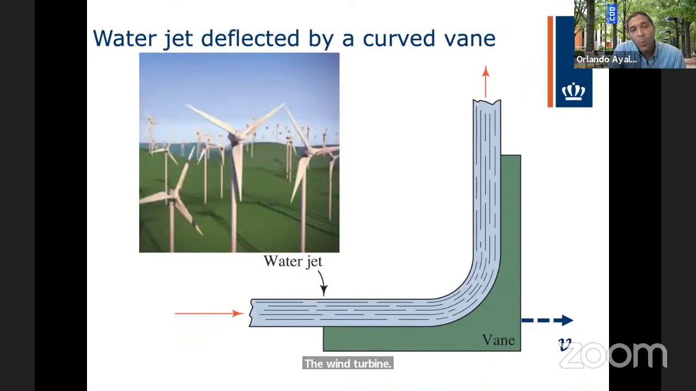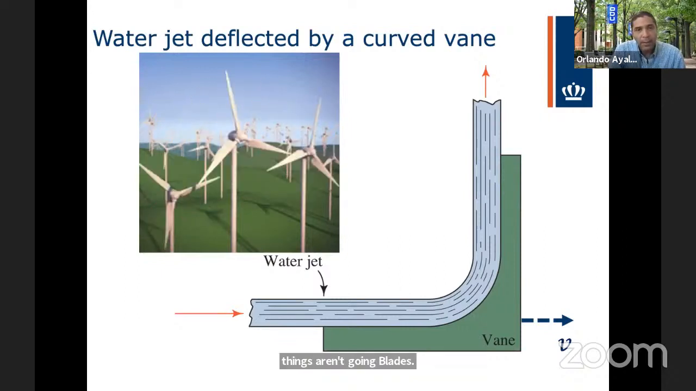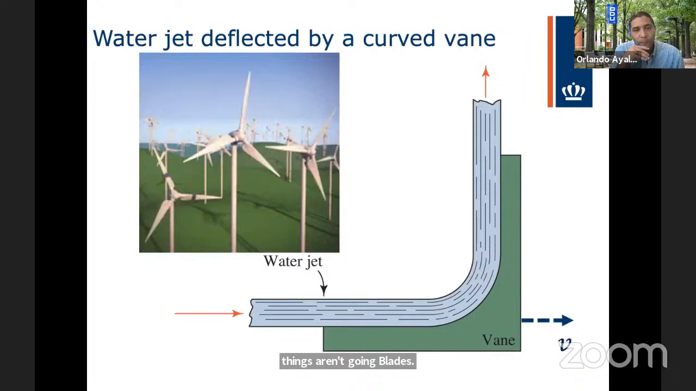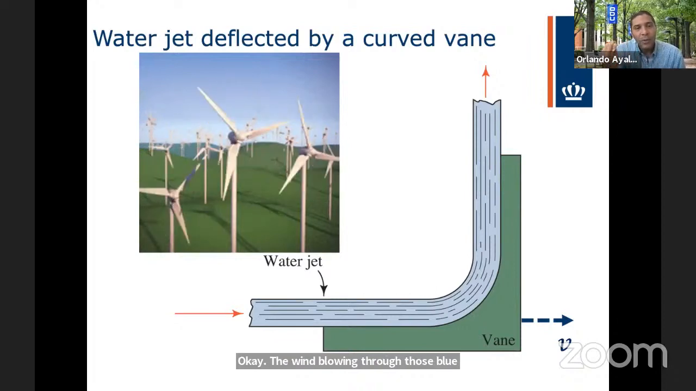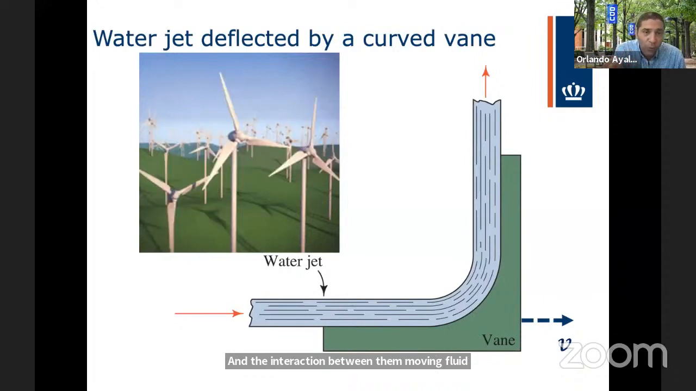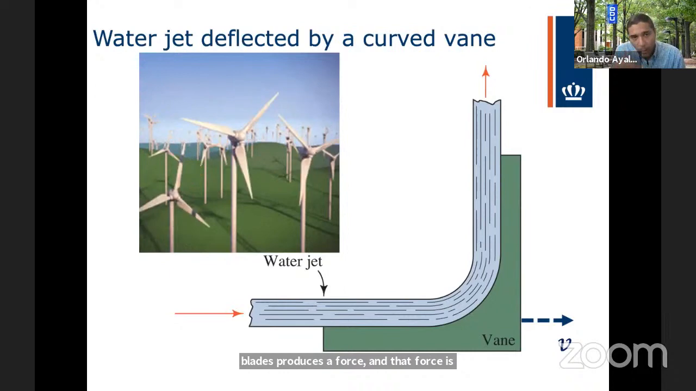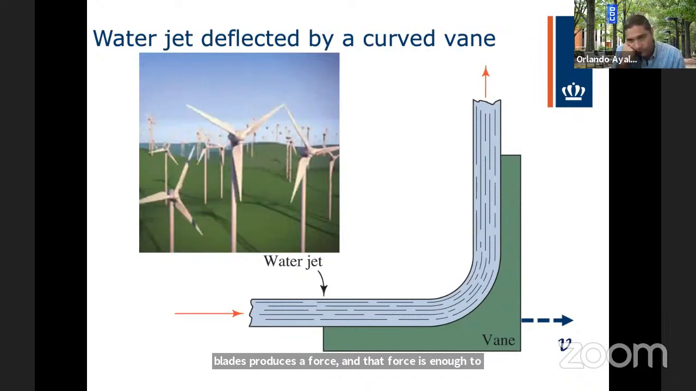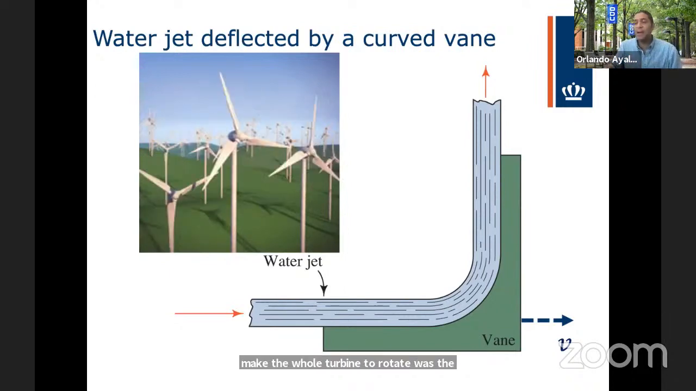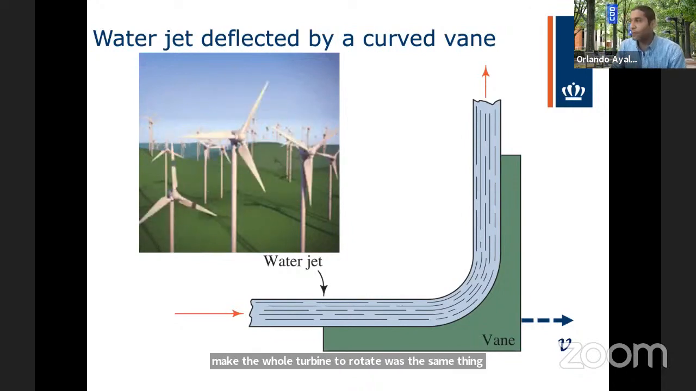The wind blows along the blades. Those three things are called blades. Okay? The wind blows into those blades, and the interaction between the moving fluid and the blades produces a force, and that force is enough to make the whole turbine rotate. Well, it's the same thing here, but I just simplified it a lot to give you an explanation.